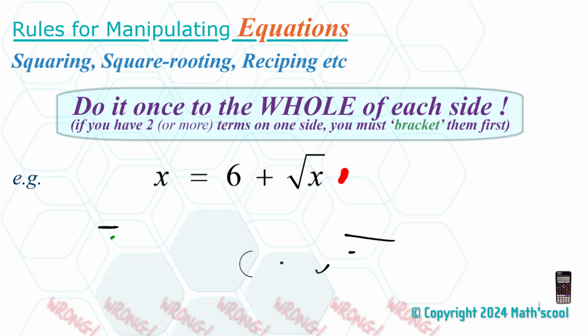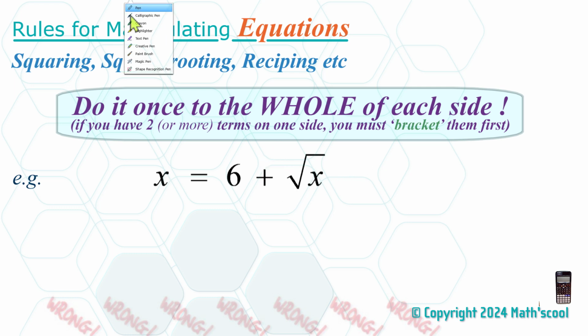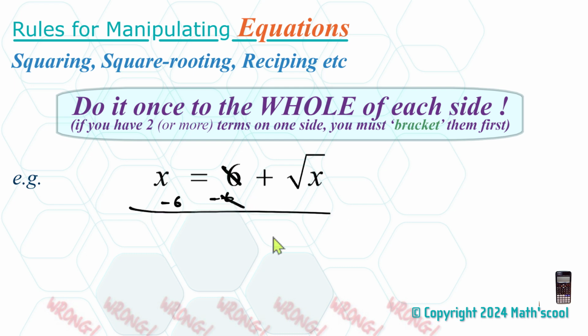Another technique here that would work is you could move the 6 across first. So first of all, we could minus 6 from both sides. Just going to cancel that out. So on the right hand side, you're just going to get root x. On the left hand side, you're going to get x minus 6. Then we can bracket these, and then we can square both sides.